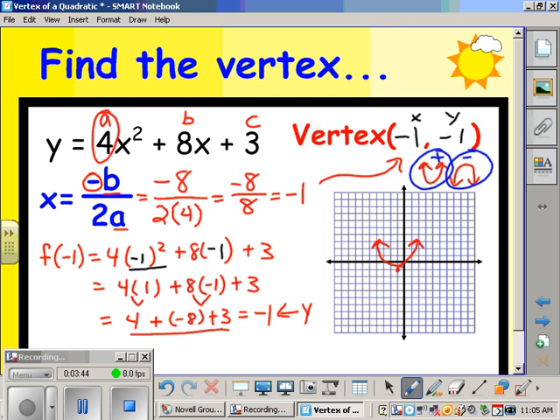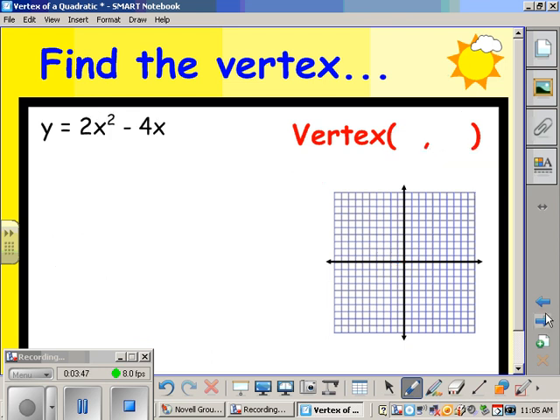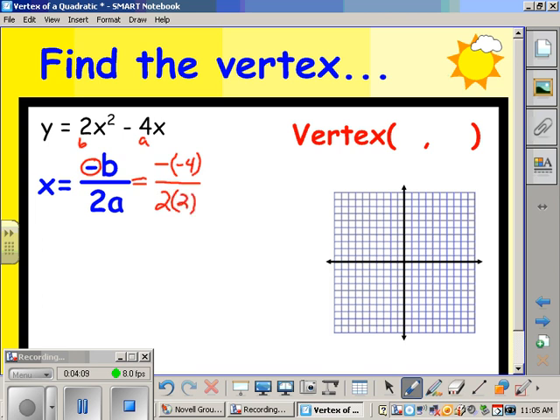Okay, let's look at another problem and do it the same way. We have y equals 2x squared minus 4x. Here's the formula for the x value of the vertex. So let's go ahead and plug in the b, which is negative 4, and the a, which is 2. So we're going to bring over our negative and replace the b with negative 4. And then in the denominator, we're going to replace the a with 2. So we're going to have 4 over 4, which simplifies to 1. And this is the x value of our vertex.